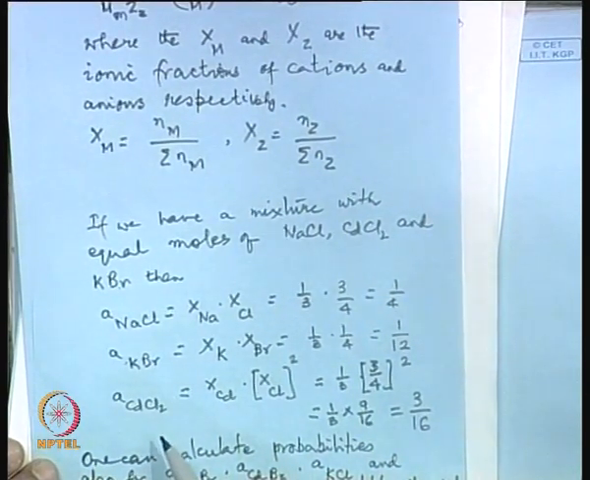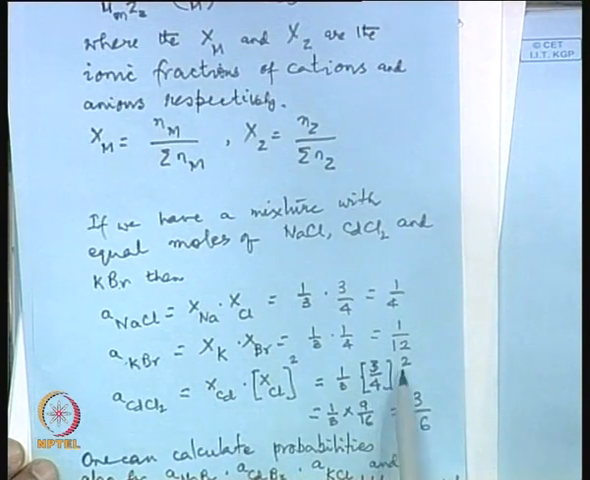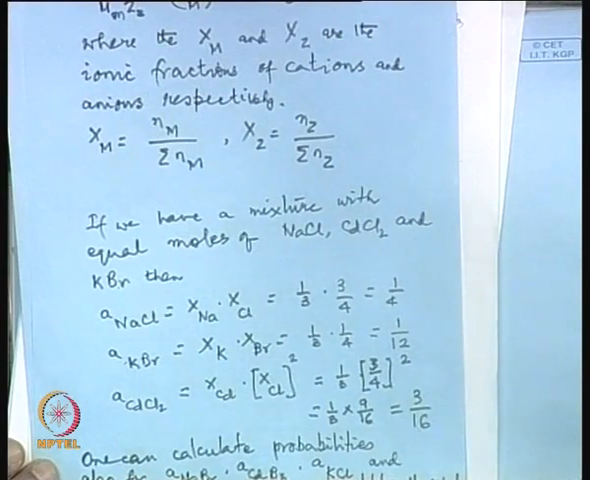What about the activity of CdCl2? The expression for this is the ionic fraction of Cd times the ionic fraction of chlorine to the power of square, because a Cd ion has to find 2 chlorine ions in the neighborhood, and each of them has this probability. So, it must be a square term. So, we get 1/3 for this, 3/4 for this. So, this becomes 9 by 16. So, we end up with 3 by 16.